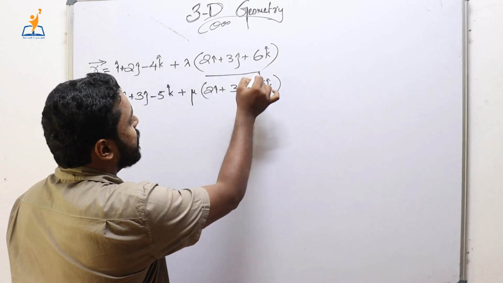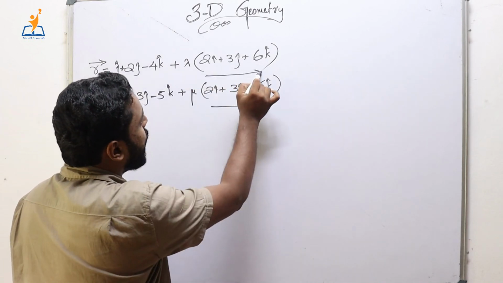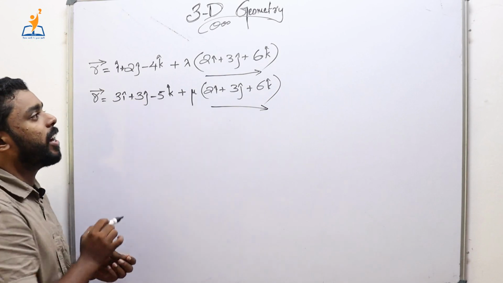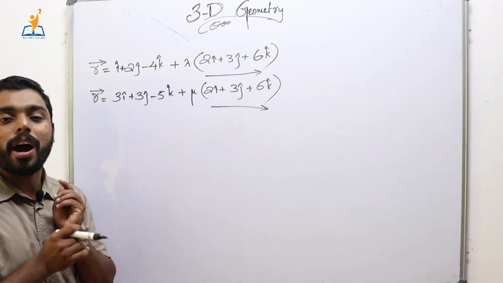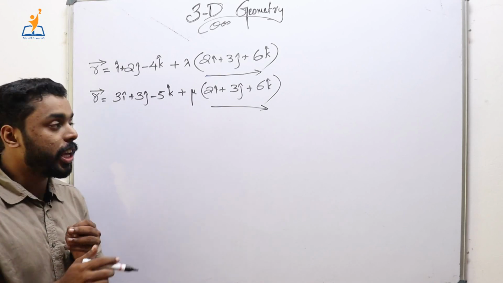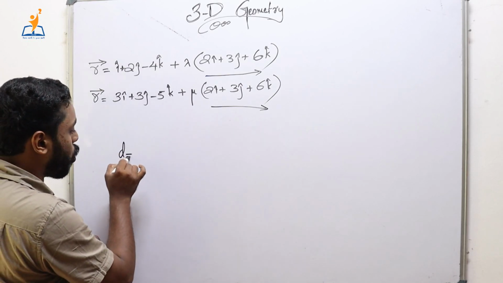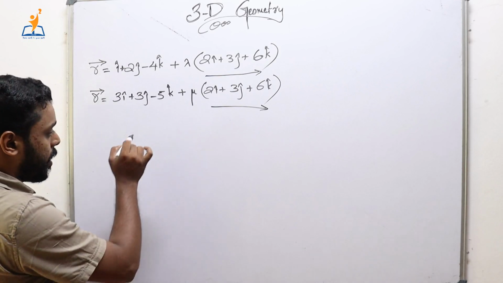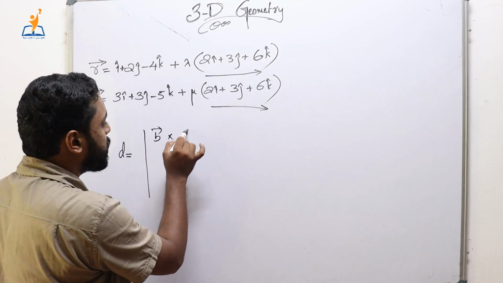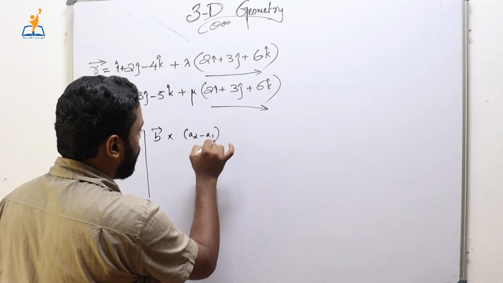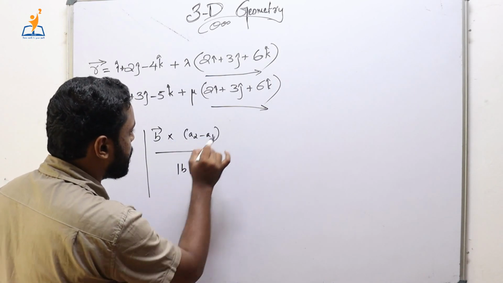See, here the vector b is the same. So the parallel vector to lines L1 and L2 is the same, which means that the lines L1 and L2 are parallel. Therefore, we know the formula to find the shortest distance between two parallel lines as b cross a2 minus a1 divided by mod b, isn't it?